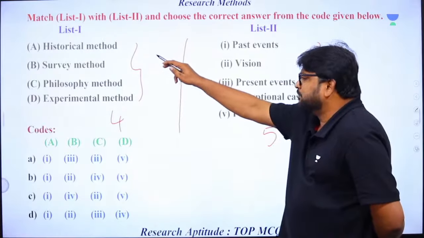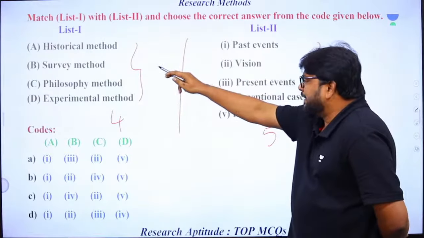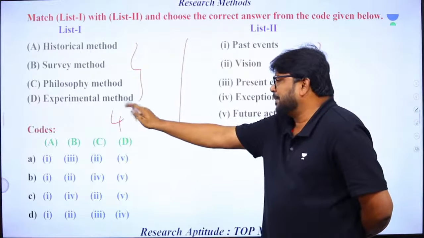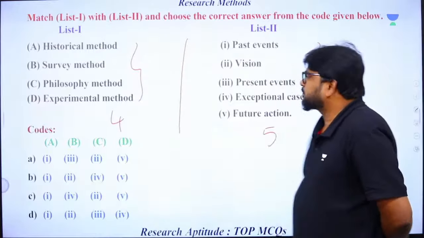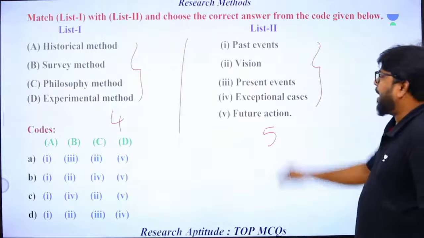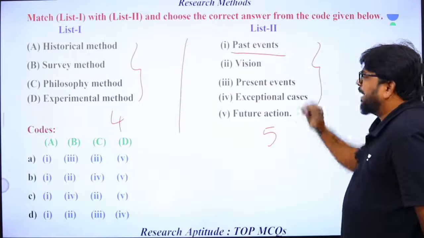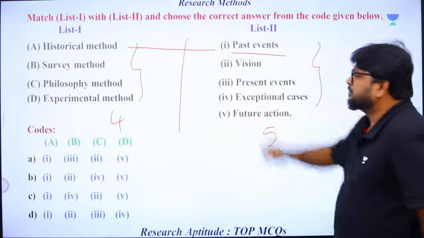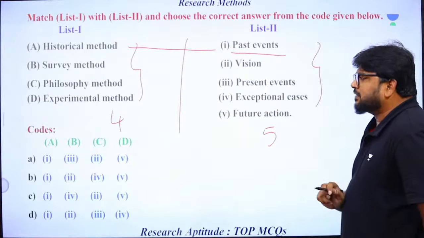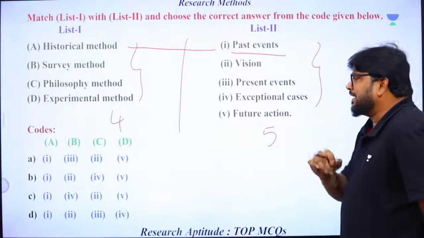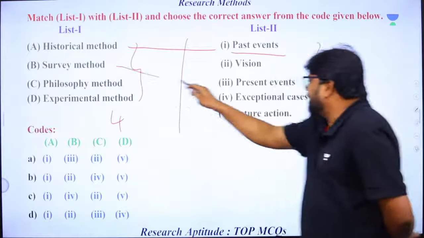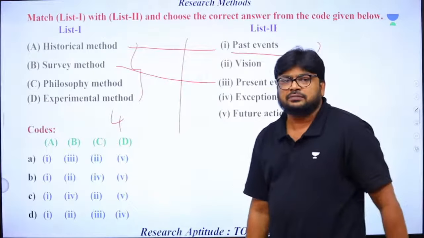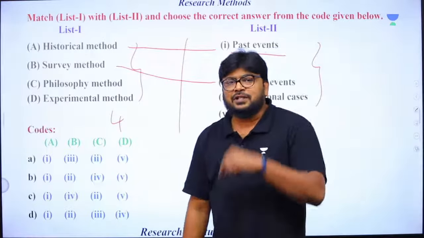So keeping this in mind: historical method, survey method, philosophy method, experimental method. Wonderful. We have past events. 100% past events are linked with historical method. Next comes survey method. Survey method is linked with the present. You are doing a survey based upon the present situation, right?